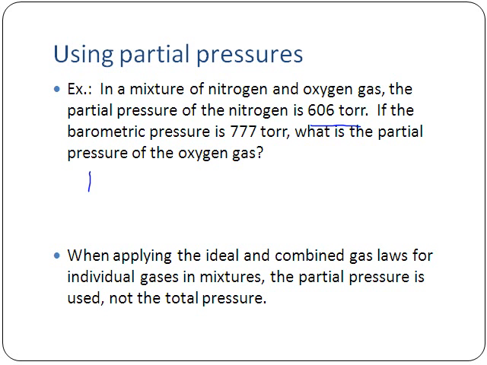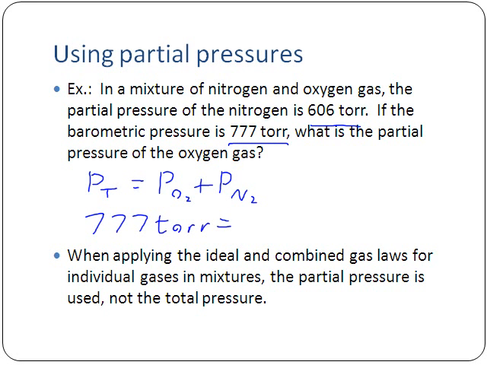We know that the total pressure is simply equal to the sum of the partial pressures. In this case, we have a mixture of two different gases, oxygen and nitrogen, so we have a partial pressure of the oxygen and a partial pressure of the nitrogen. Do we know the total pressure? Yes. The barometric pressure, the overall pressure of the gas, is 777 torr. So we have 777 torr as our total pressure, equals the partial pressure of the oxygen, which we don't have and is what we're looking for, plus the partial pressure of the nitrogen, which we're told is 606, so plus 606 torr.